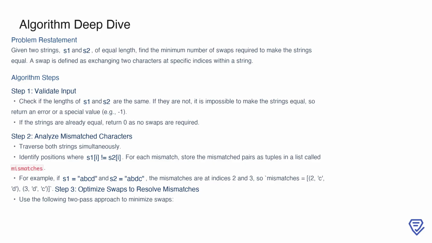To solve this problem, we need to determine the minimum number of swaps required to make two given strings, s1 and s2, equal. Both strings are of the same length, and a swap is defined as exchanging two characters at specific indices within a string.